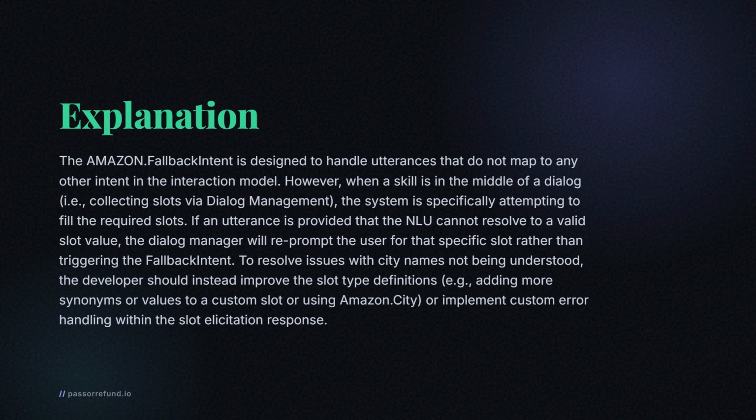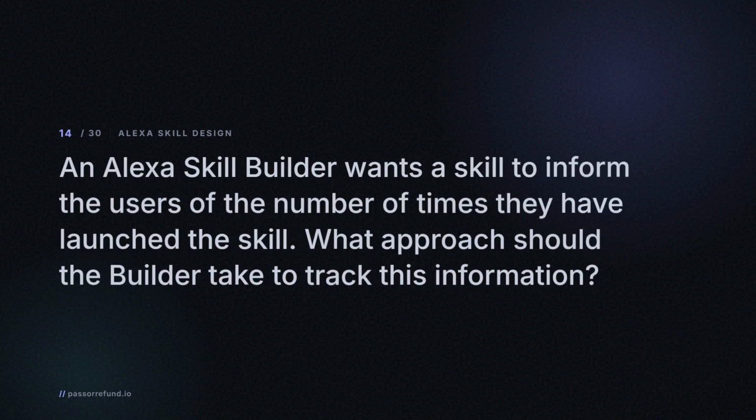The best choice is A. The Amazon.fallback intent is designed to handle things people say that don't match any other intent in the interaction model. Next up, an Alexa skill builder wants a skill to tell users how many times they've launched it. What's the best way for the builder to keep track of this information?